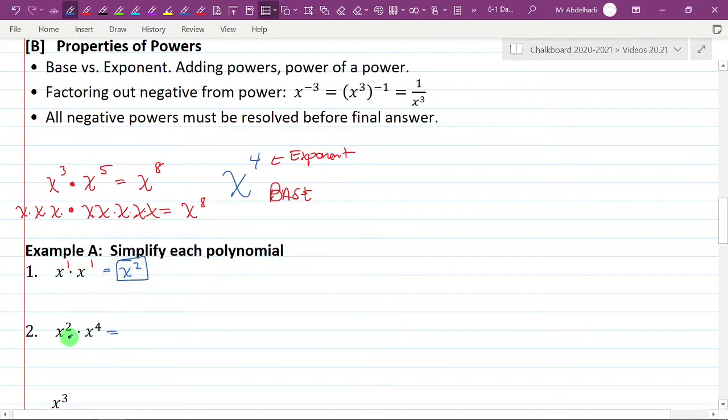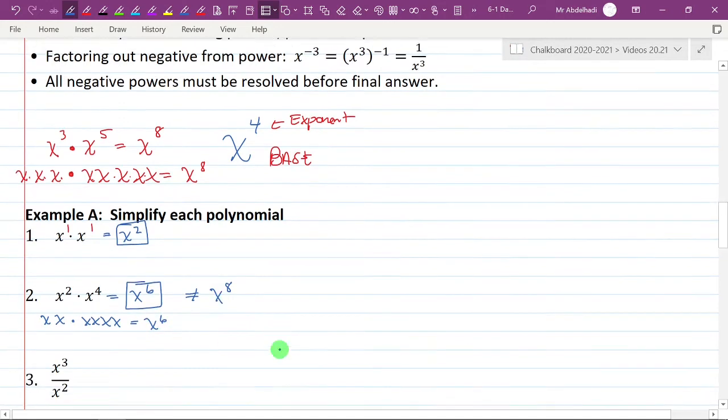How about over here? x to the 2nd times x to the 4th. Well, this is 2 x's, x times x, and this is 4 of them. So altogether you have 6 of them. Don't multiply the powers. You do not get x to the 8th. Don't multiply the powers, because remember, this is coming from 2 of these and 4 of these, and when you multiply all of these, you're just multiplying 6 of them. So you get x to the 6th, not 8th. So be careful. All right, what about dividing?